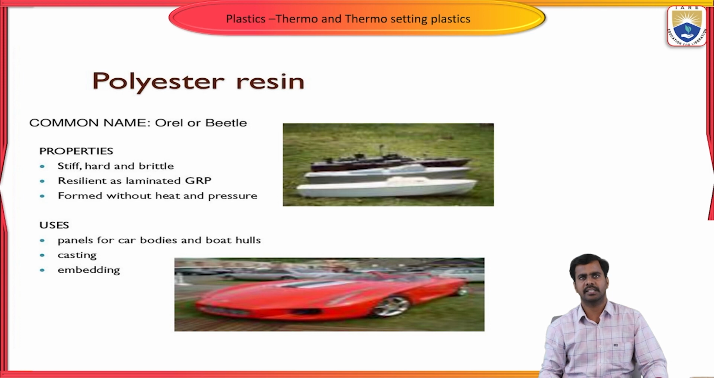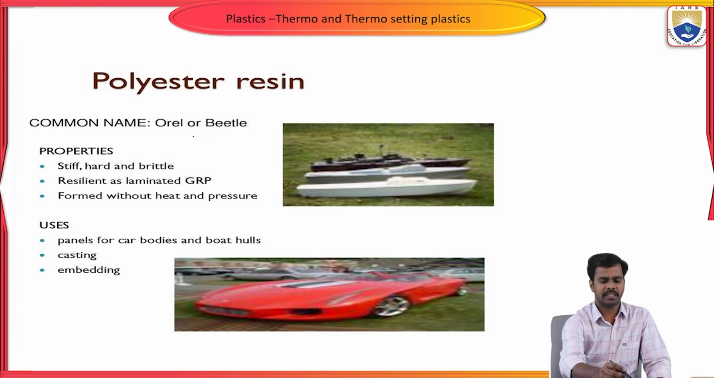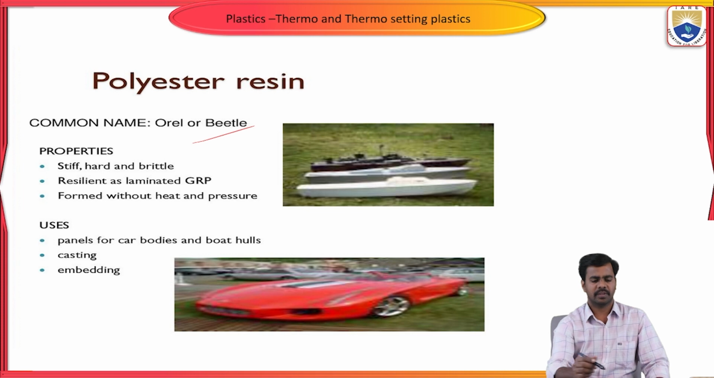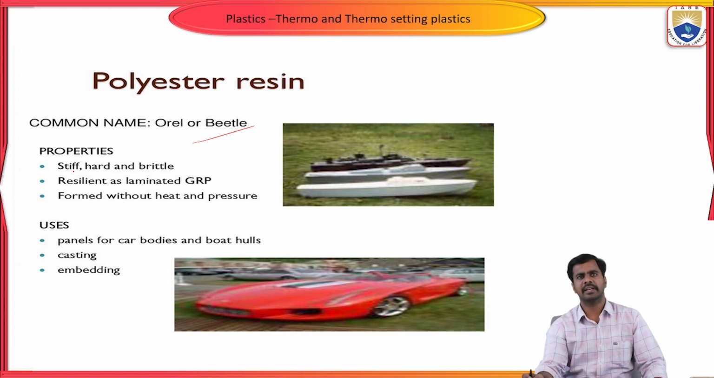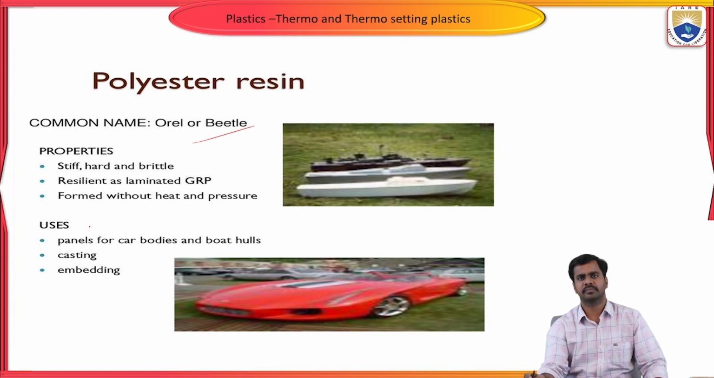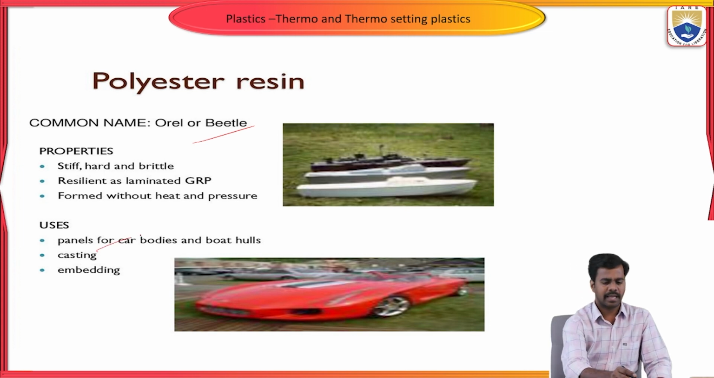These are the polyester resins. The common name of polyester resin is Bakelite. Its properties are that it is also stiff, hard and brittle, resilient as laminated GRP, and formed without heat and pressure. Coming to the uses, it is used in making panels for car bodies and boat hulls, casting and embedding.